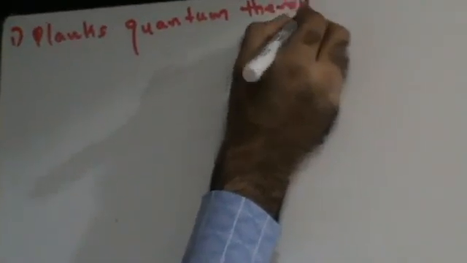Now, let's come to Planck's quantum theory. As per Planck's quantum theory, energy associated with electromagnetic radiation of any frequency is absorbed or emitted, but not continuously, but in the form of small packets of energy called photons. What are photons? Energy can neither be absorbed continuously nor can it be given out continuously. It is absorbed and given out in the form of small packets, and these packets are called photons.